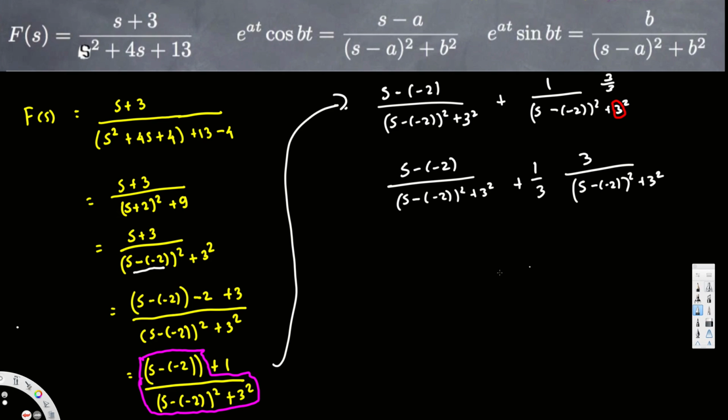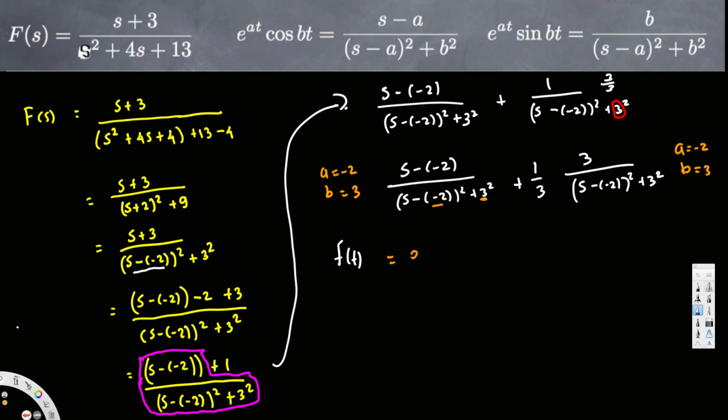Now we can do the Laplace transformation. For the first one, our a value is going to be negative 2 and our b value is going to be 3. For the second one, we also have a equal to negative 2, and b equal to 3. Okay, now we can go ahead and do the inverse Laplace transformation.